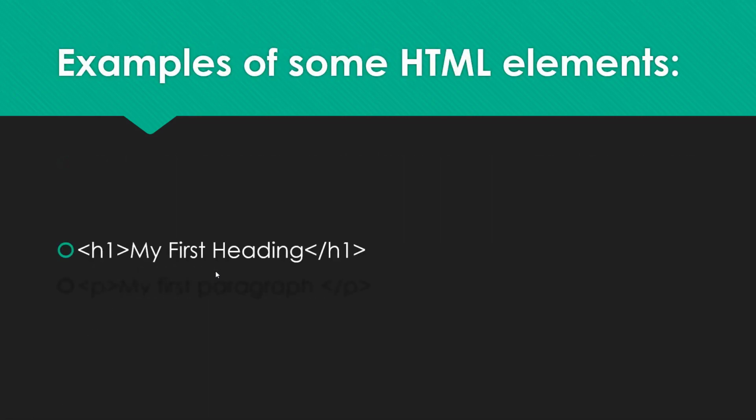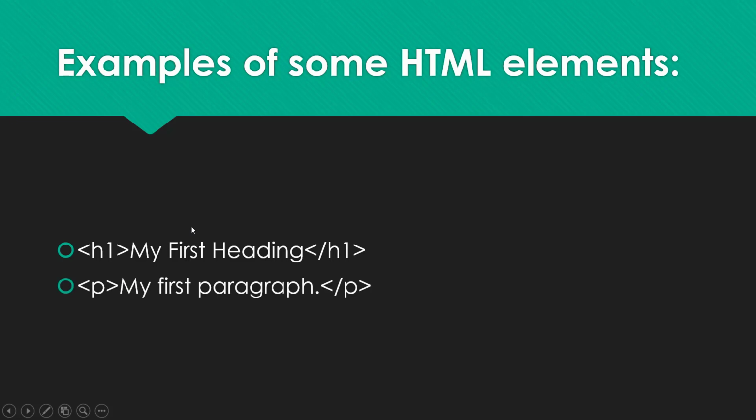Here are some examples of HTML elements. For example, you can write h1, and you open it with a less than sign, then the tag name, then a greater than sign, and then you put the content there, and then you close it like this. To close it, you put the less than sign and the forward slash, and then the name that you used to open it, and then the greater than sign. Everything inside here is the content for this tag. So the whole of this is what we call an HTML element.